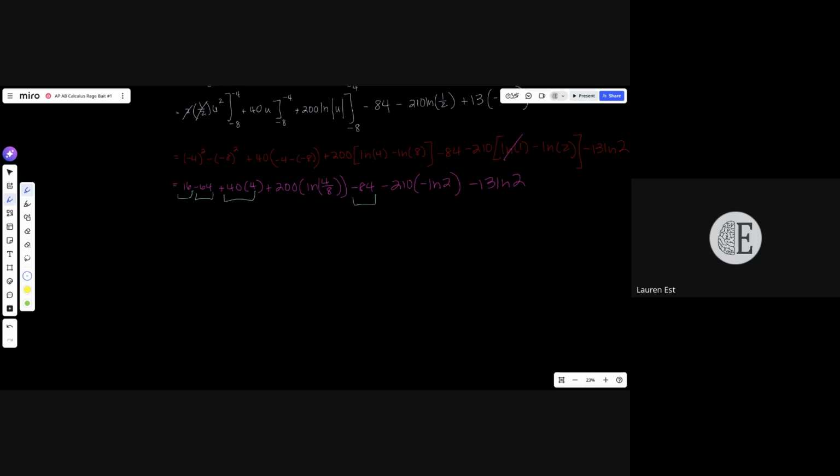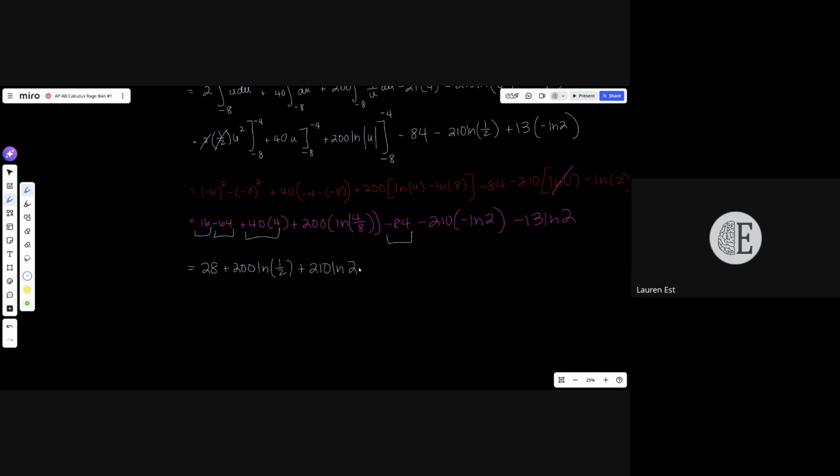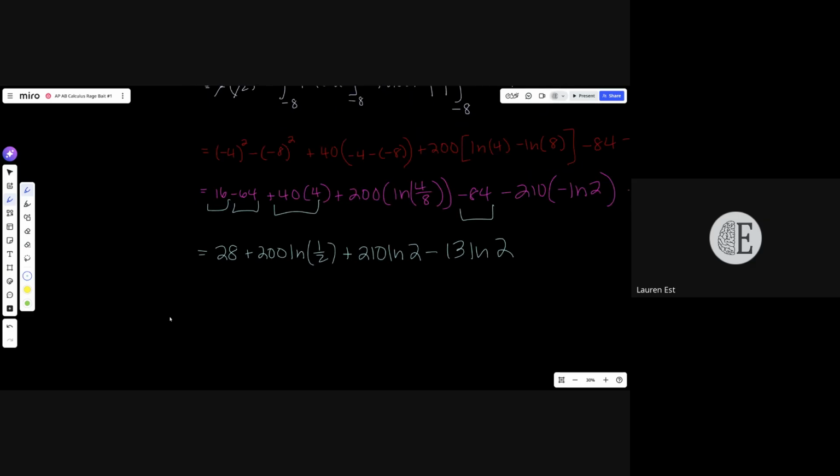So 16 minus 64 plus 40 times 4. If I cheat a little, I'm going to use a calculator. So this is 28. And then I'm going to get plus 200 ln of 1/2. And then I would get plus 210 ln 2. Is the negatives, yeah. Minus 13 ln 2.